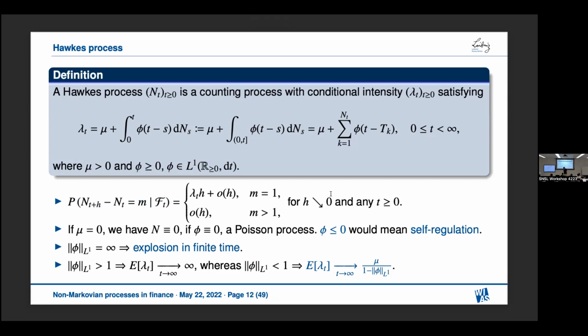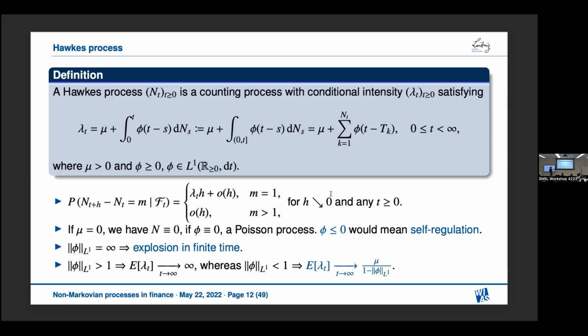If the L1 norm of phi was infinite, then you would have explosion in finite time. The self-excitation would be so strong that after finite time, you have N_t equals infinity. And then, this was the strong assumption that I mentioned before, if the L1 norm of phi is greater than 1, the expected intensity grows to infinity.